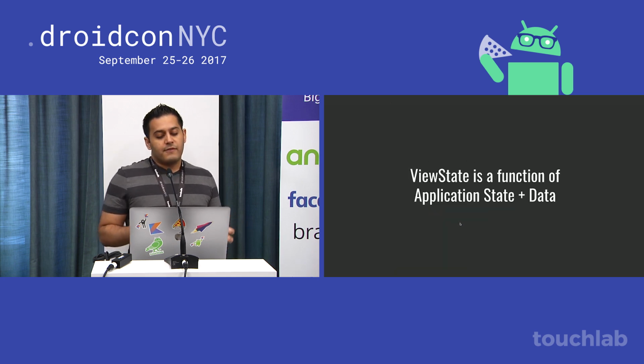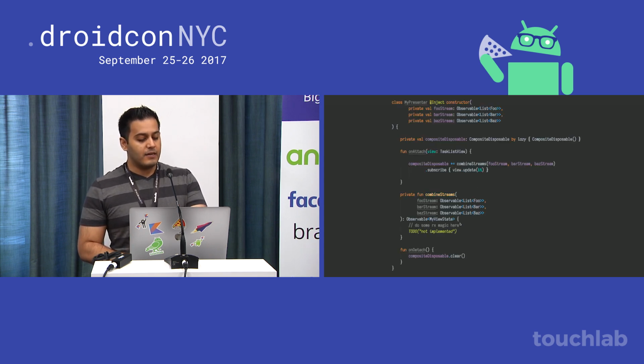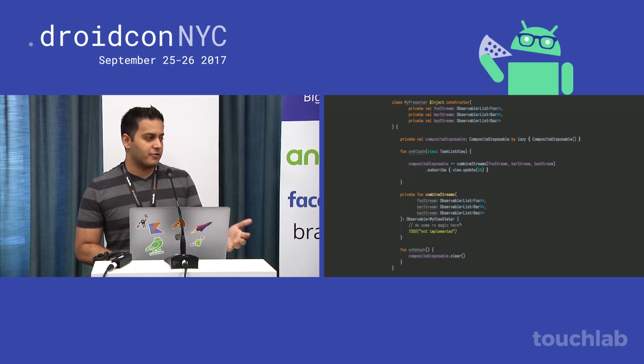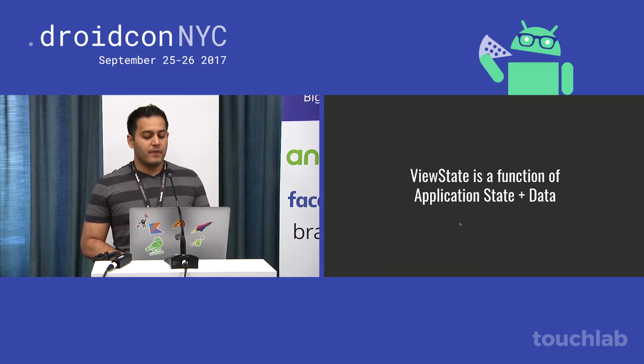So long story short, the view state is a function of application state and data. If I were to go back here, this is a function that takes in the 3 streams and returns another stream that is all of those combined together. Your view state is a function of your application state and your data.